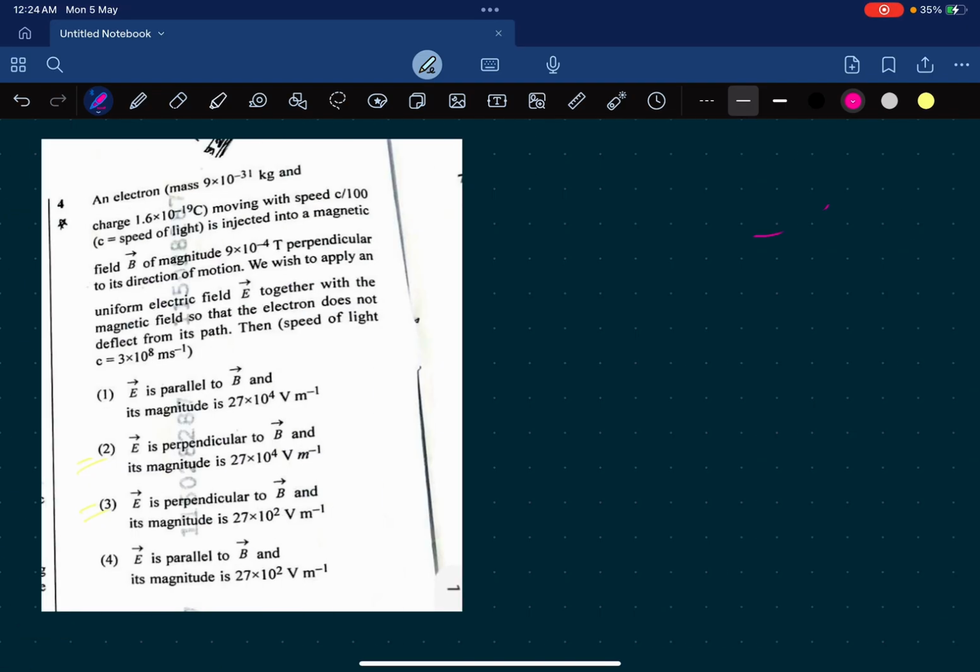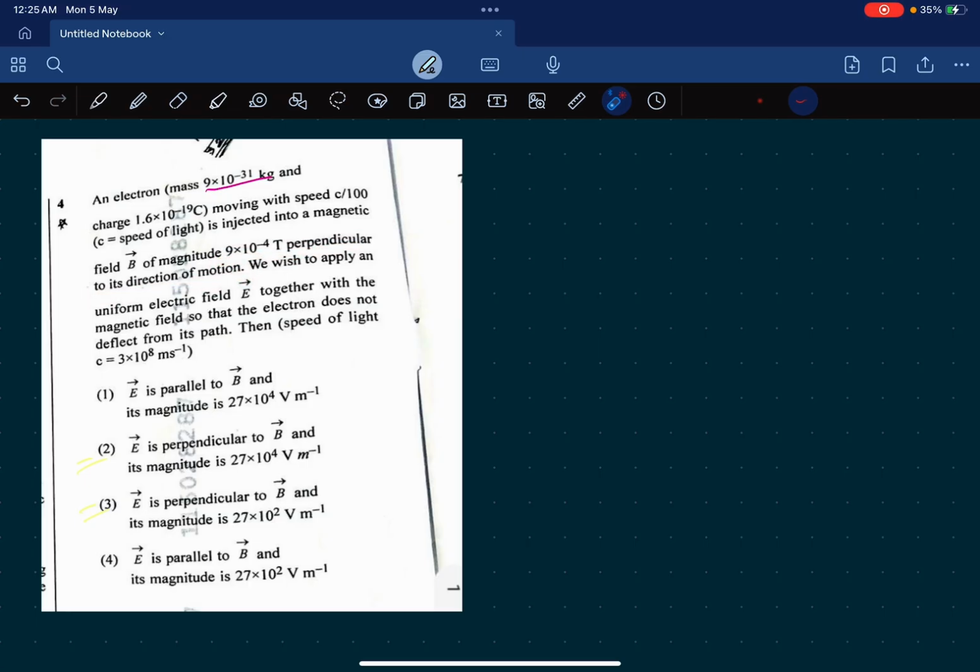Okay, so what is this question? This question is from the magnetism chapter. Let's understand what the question is. According to the question, we have one electron, whose charge is given, moving with certain speed, and it enters a magnetic field in the perpendicular direction.